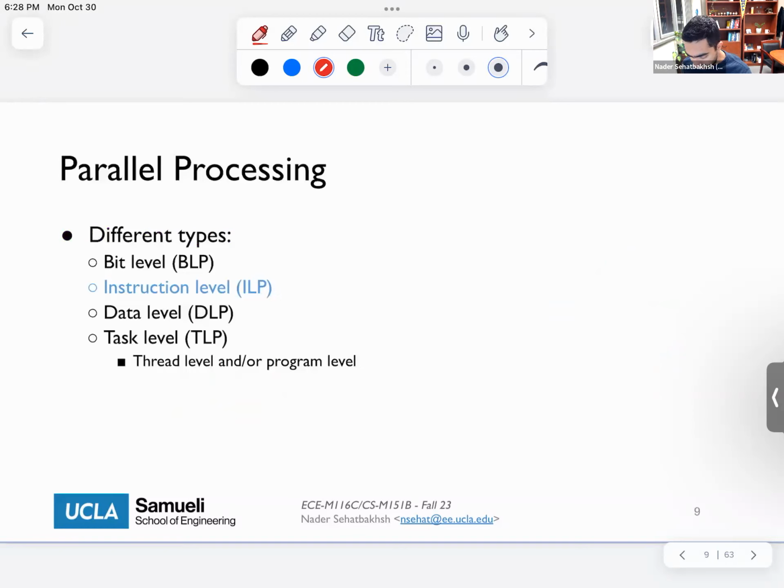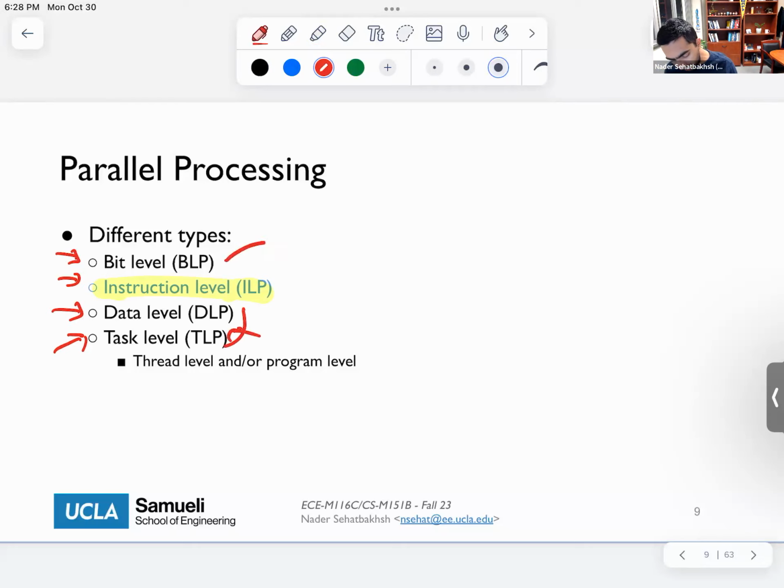In fact, we have a bunch of different layers of parallelism. We have bit level parallelism, we have instruction level parallelism, ILP, we have data level parallelism, task level parallelism, and these are kind of like 4 levels of parallelism that we can do. For now, we are focusing mainly on this one. Later on, we're going to actually talk about these others as well.